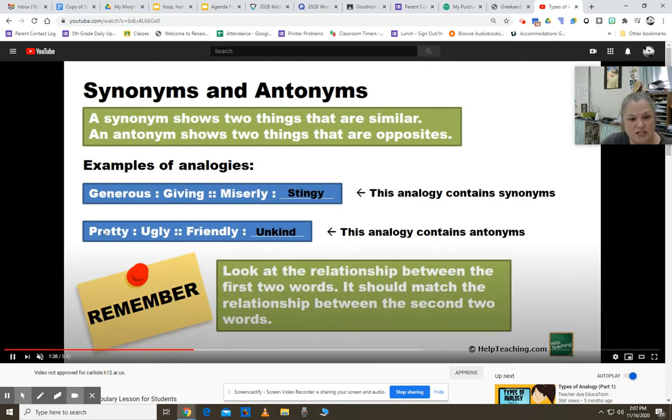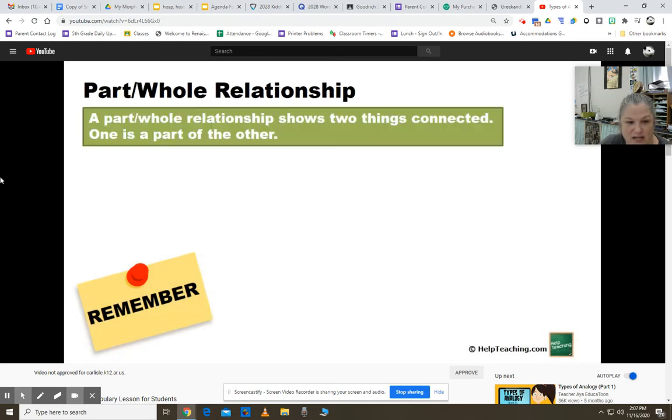So when you're done, you need to look at the relationship. The relationship in the first half should match the relationship in the second half.